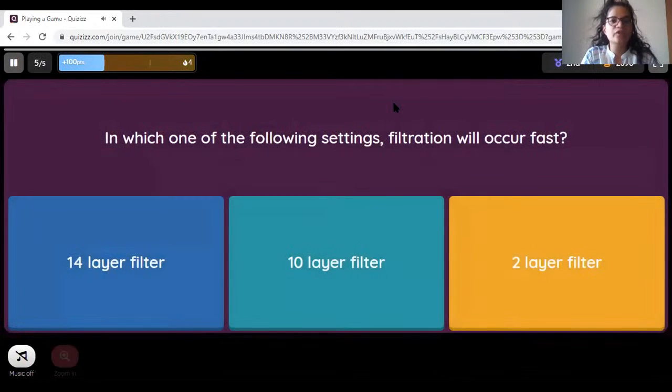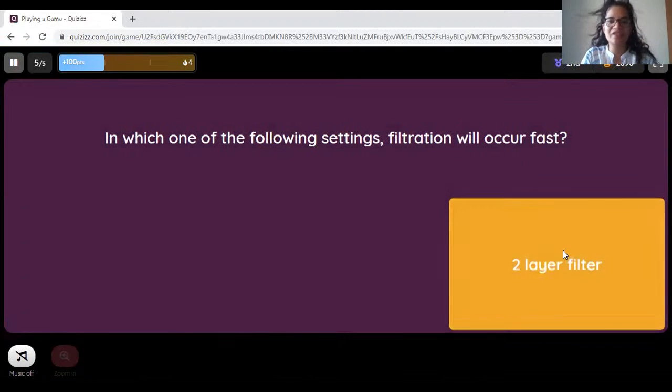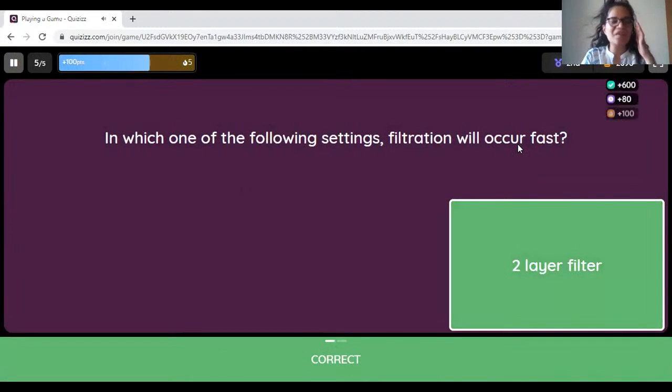In which one of the following settings will filtration occur fast? 14 layers, 10 layers, 2 layers. The lesser the layers, the quicker the filtration. But the more the layers, the slower the filtration and the purer the water. But what do we want in this case? Only the filtration should take place fast. So we need fewer layers. That is the 2-layer filter.